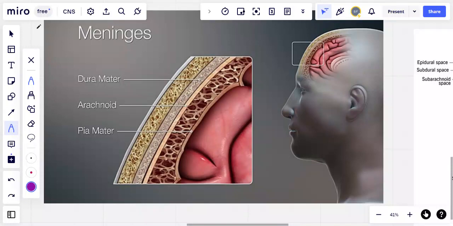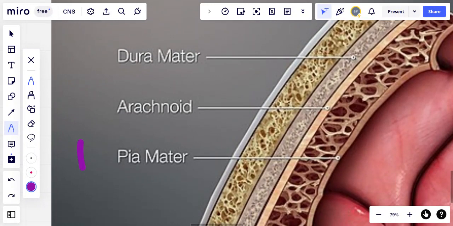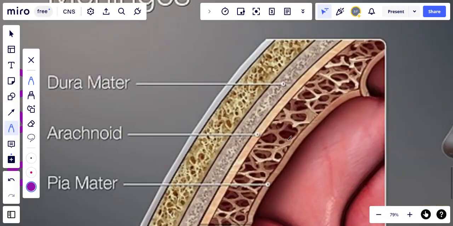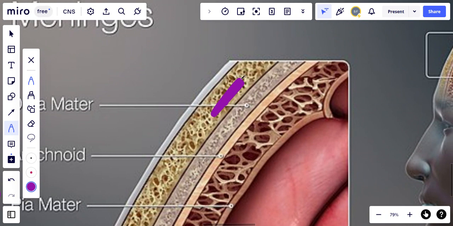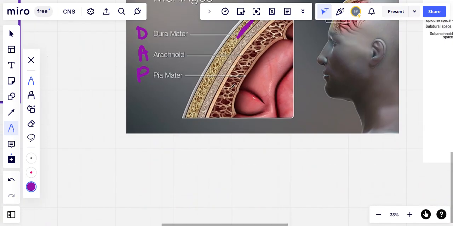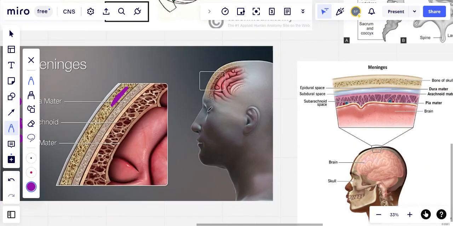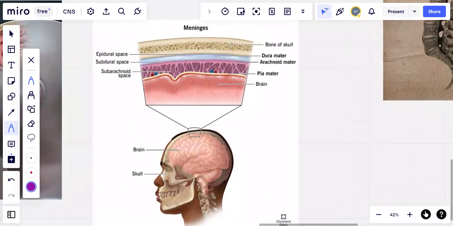So the three layers acronym you can make is PAD, PAD. P being the innermost, it is closest to the nervous tissue. Then arachnoid mater is the middle membrane, and then dura mater is the outermost, and it's right next to the cranium. So here you can see this is cranium, right? This is your skull bone. So right next to it is dura mater. Here also there is a better image.